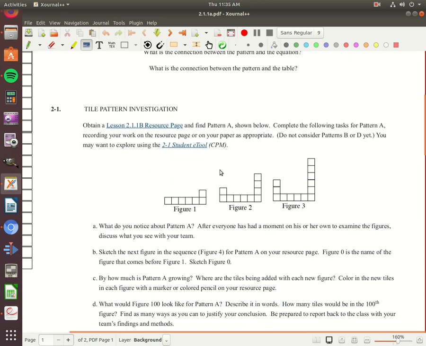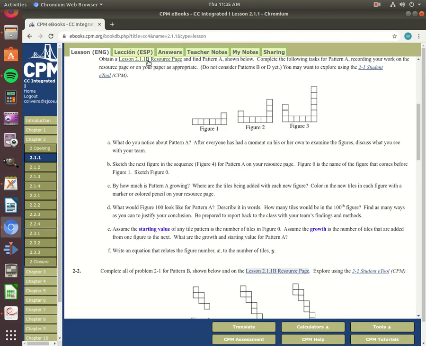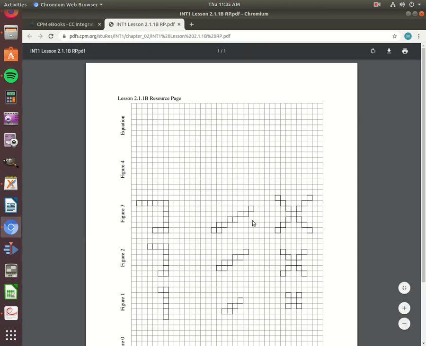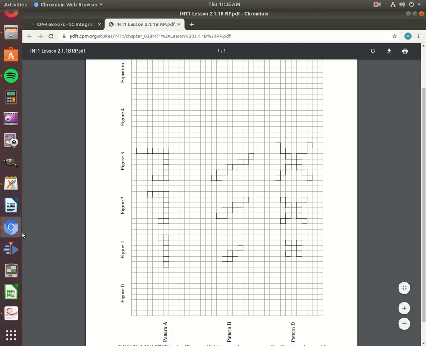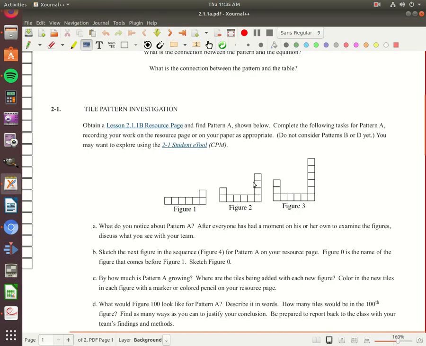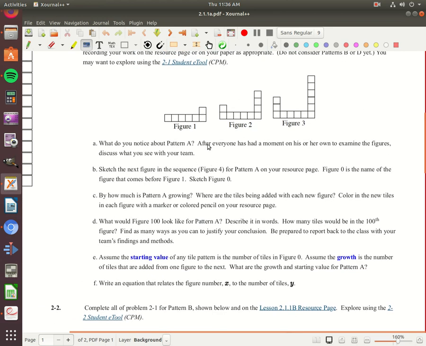So, the pattern investigation. First of all, we're asked to do this on a resource page that looks like this. I'm not sure if I'm going to use the resource page or not. I guess I'll go through it and see what I think about it. So what do you notice about pattern A? This is pattern A, by the way. After everyone has had a moment on their own to examine the figures, discuss what you see.